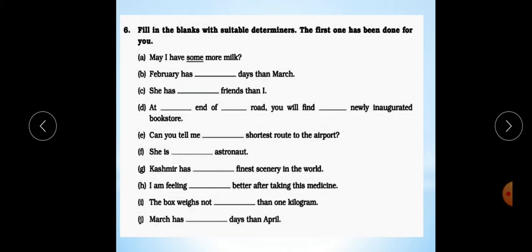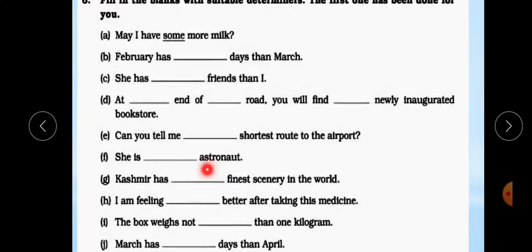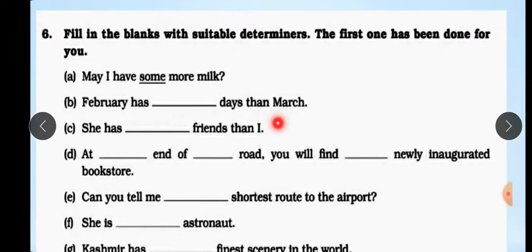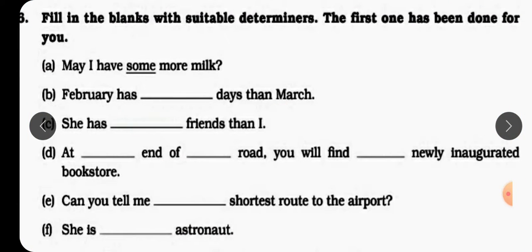Now, students, let's move on to the last exercise of this chapter. What you have to do, beta? Fill in the blanks with suitable determiners. The first one has been done for you. As students, we have done all the determiners, right? So what you have to do, beta? You have to complete this exercise by using those determiners like more, much, less. Okay, article and the. These all you have to fill here.